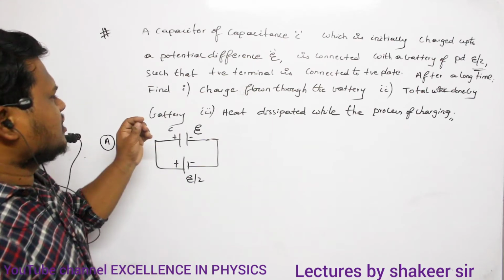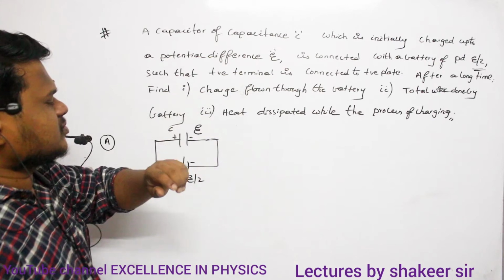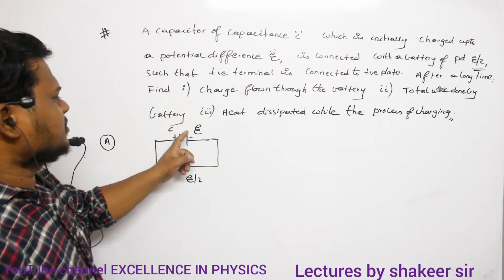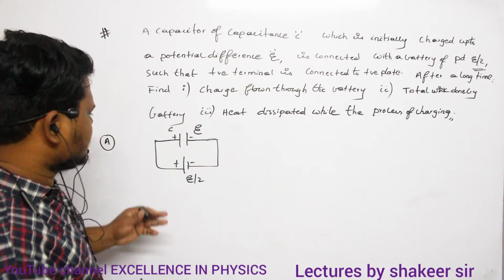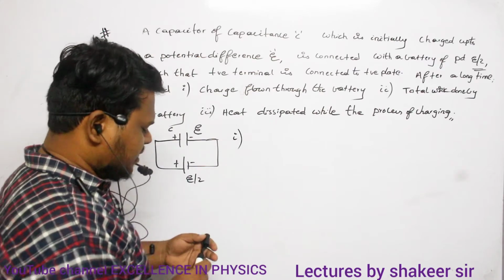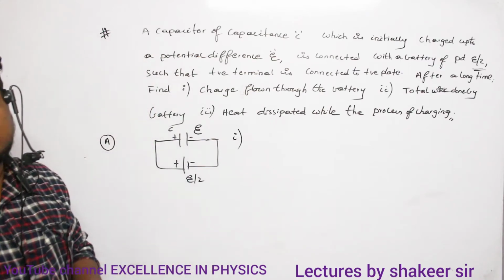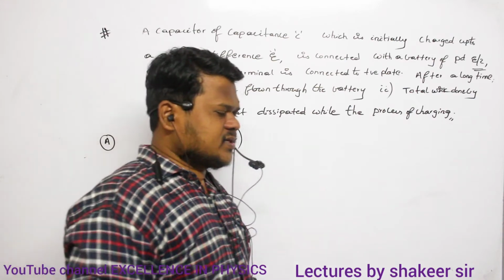Clear, ma? Then after a long time, these values you are supposed to find out. Charge flown through the battery, total work done by the battery, and heat dissipated during the process of charging. Okay. So let us calculate the first one. First one is what? Charge flown through the battery. How can I calculate this one? So, no, 0 is not correct.